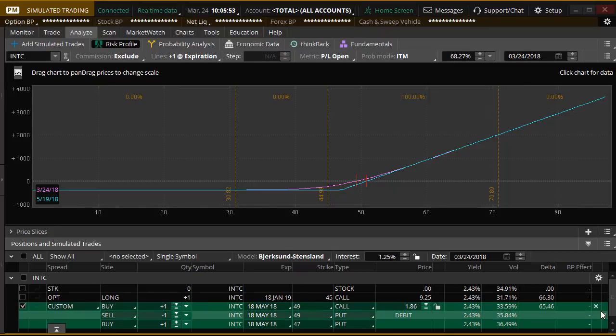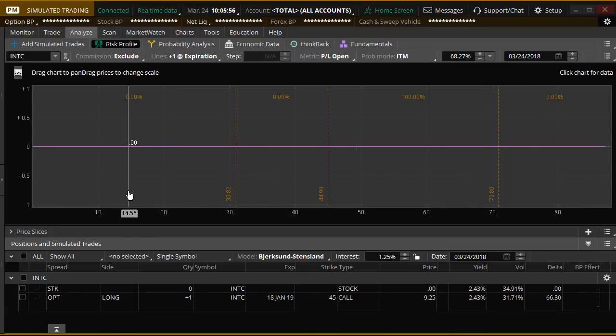So you can see there's so many different ways to construct a position that's essentially the same profile. They give them different names because they have a little bit different aspects in the trade.